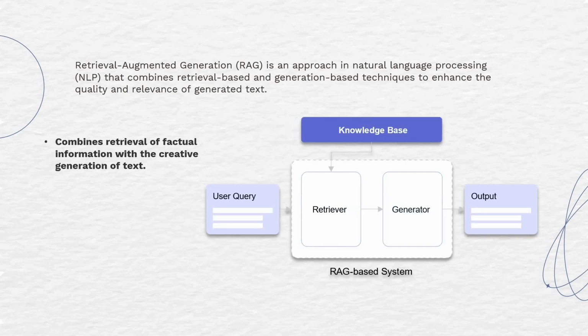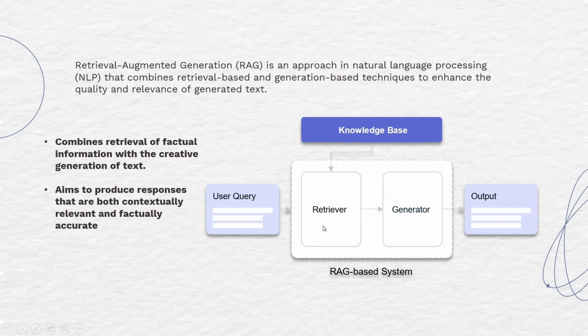So RAG combines retrieval of factual information with creative generation of text, and it aims to produce responses that are both contextually relevant and factually accurate. So the factual aspect of it is taken care of by the retrieval based method here, and the contextually relevant aspect of it is taken care of by the generative or generation based techniques.